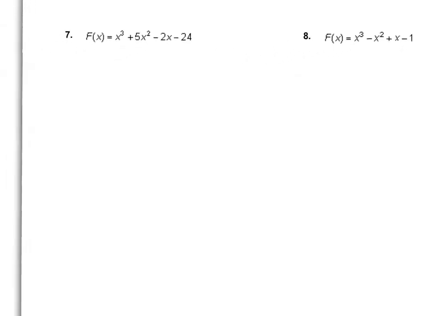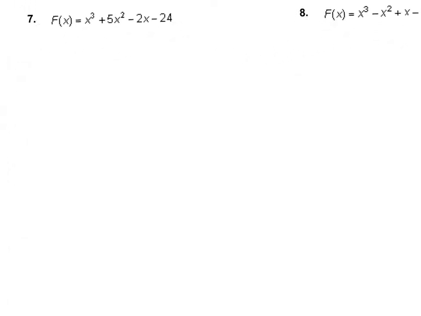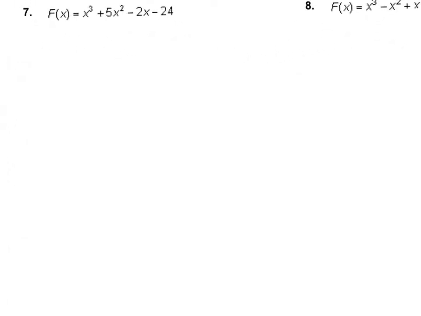Number 7, supposed to do synthetic division again. X cubed plus 5x squared minus 2x minus 24. So I'm starting off with my p's and my q's. My p's are my factors of negative 24. My q's are my factors of 1. Since the factors of 1 are just 1, and when I divide anything by 1, I get what I had before, I'm not even going to worry about that.